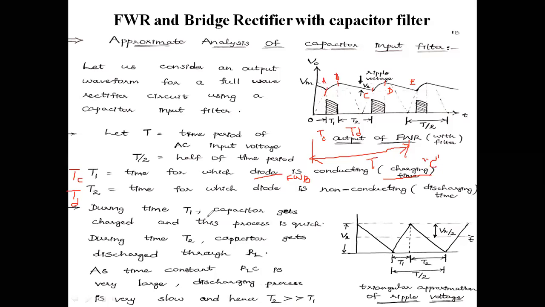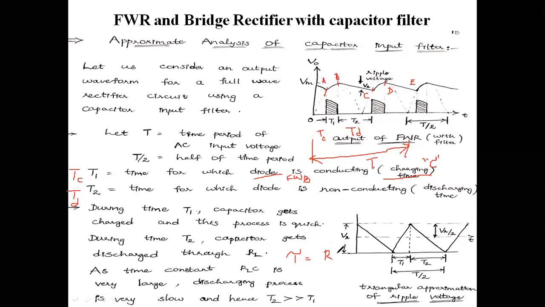During time T1, the capacitor gets charged, and this process is very quick. And during time T2, the capacitor gets discharged through the load resistance RL. This has a time constant, let the time constant tau be equal to RC.